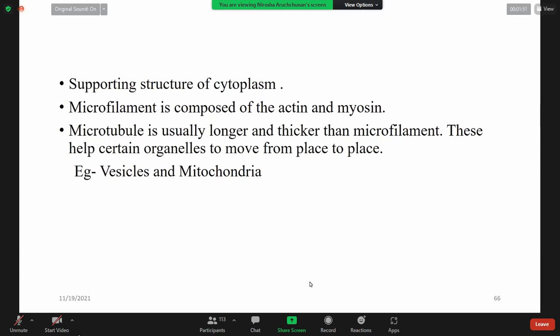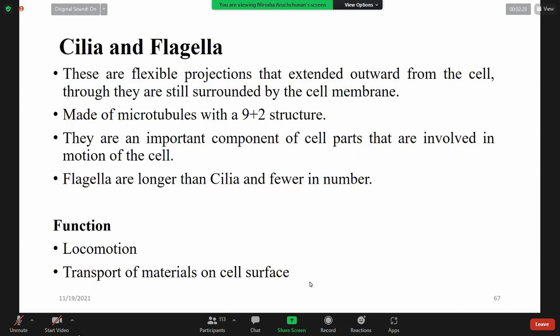Microfilament is composed of actin and myosin. And one more thing: microtubule is usually longer and thicker than microfilaments. These help certain organelles to move from place to place, right? For example, vesicle and mitochondria movements. So this is all about the cytoskeleton.